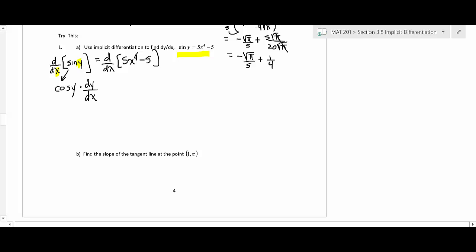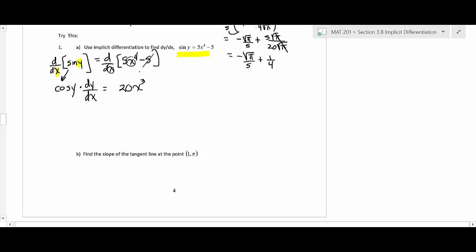If the variables don't match, x and y, then you have to put that dy over dx, because that's ultimately what you're trying to find. You got to solve the equation for that. Then we go to the right side. What's the derivative of the right side? 20x to the third, good. Now see that the variables do match there, so that's just a normal derivative like we're used to doing. And of course we know the derivative of 5 is 0.